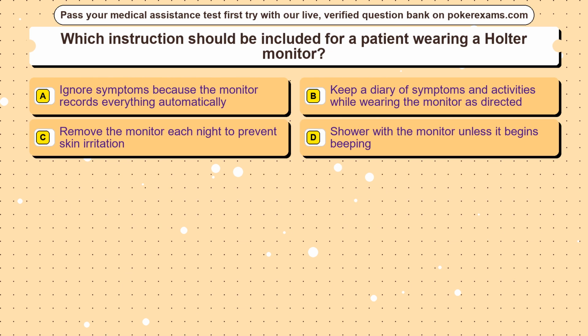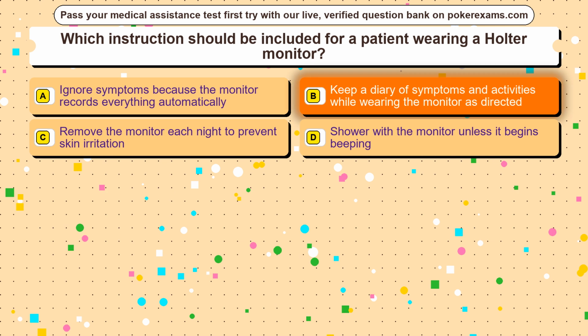Question 78. Which instruction should be included for a patient wearing a Holter monitor? Option A, ignore symptoms because the monitor records everything automatically. Option B, keep a diary of symptoms and activities while wearing the monitor as directed. Option C, remove the monitor each night to prevent skin irritation. Option D, shower with the monitor unless it begins beeping.